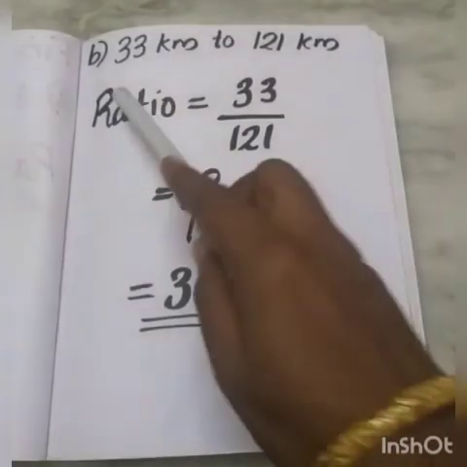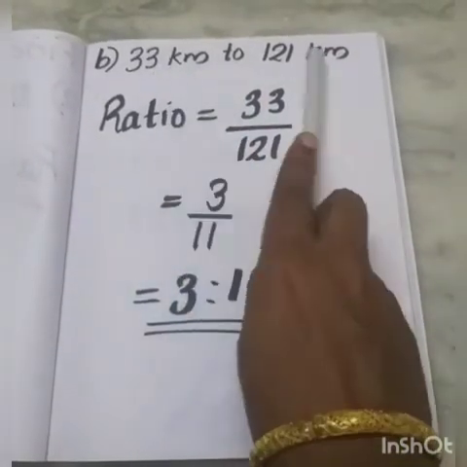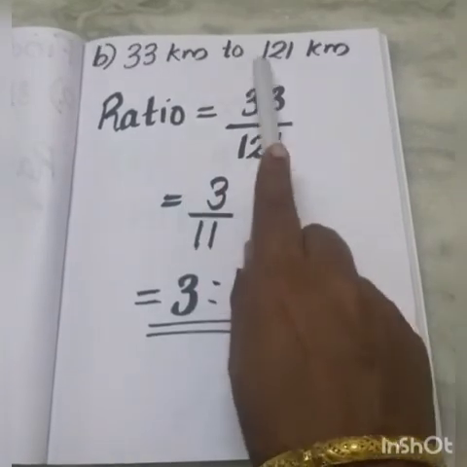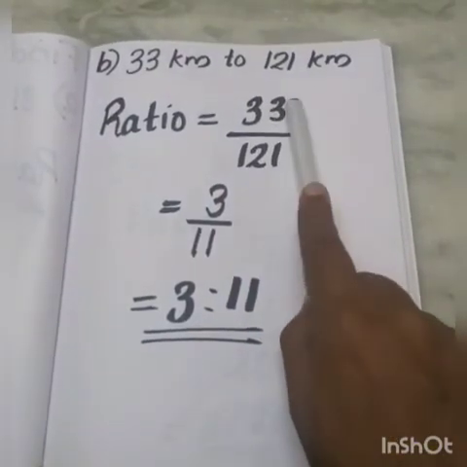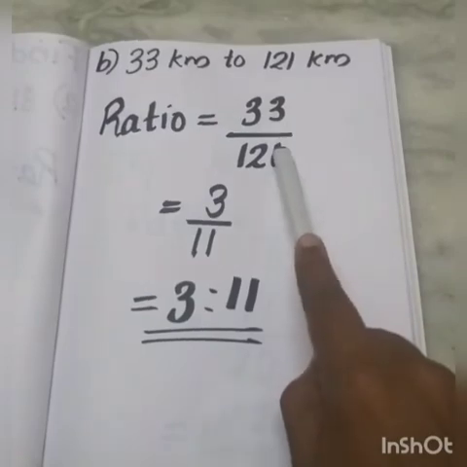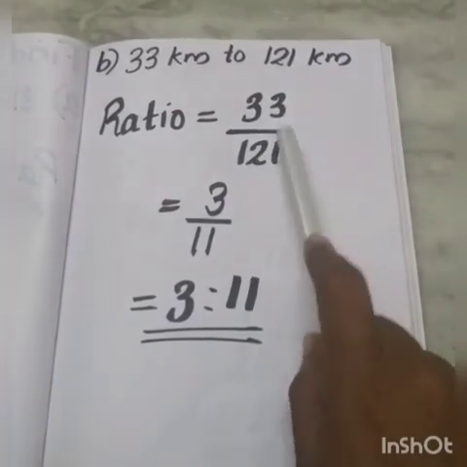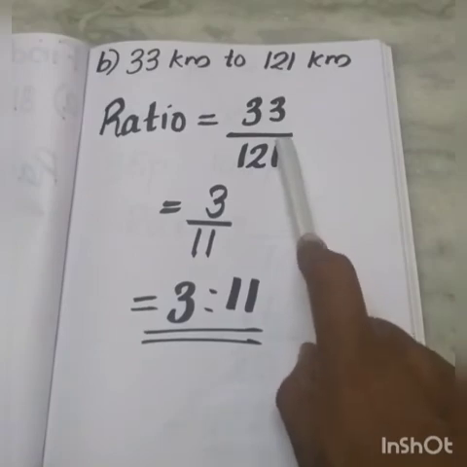Second example, 33 kilometer to 121 kilometer. So here both are given in kilometers, so there is no problem. So finding the ratio 33 kilometer to 121 kilometer means 33 by 121. Here in 33 and 121, the common factor is only 11. You know how to find out the common factor, isn't it? By finding out the HCF of the numerator and the denominator. So 33 and 121, you are getting the HCF as 11.